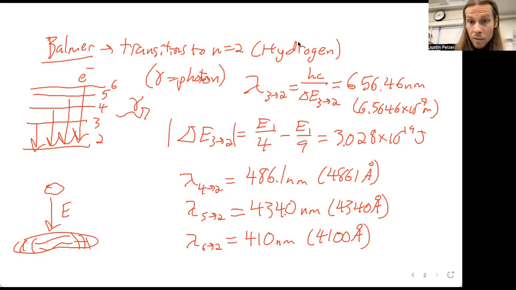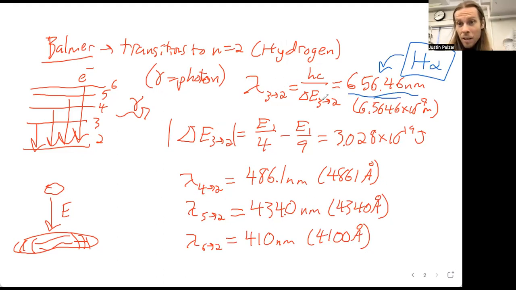There's names for these, which is kind of fun. This is called H alpha, because it's one of the most prominent lines. Remember that red line we saw when we looked through the diffraction grating at the hydrogen gas? That's this. It's exactly this wavelength, which I think is amazing.